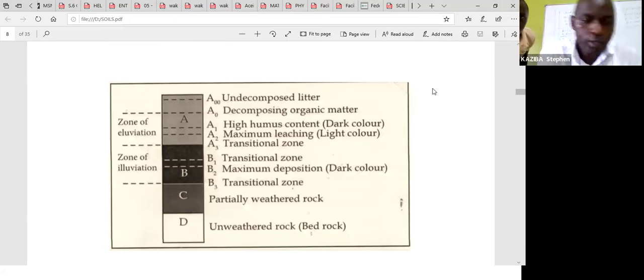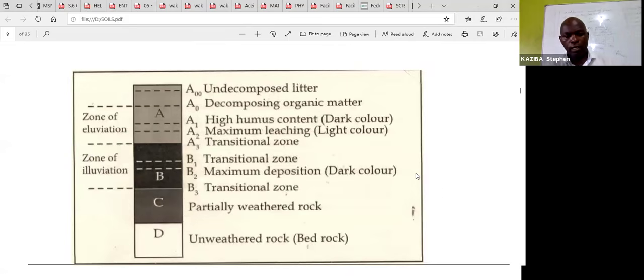So, when they say describe the characteristics of a soil profile, that's what you should do. Define, the 2 definitions that you saw there. Draw it very well. When you're done with the drawing, you describe. A well-developed soil profile is made up of 4 layers. A horizon, which is subdivided into AOO, which is made up of undecomposed litter; AO, which is made up of decomposing organic matter; A1, which has a high humus content; A2, like that. Then when you're done, describe, then go to the factors.